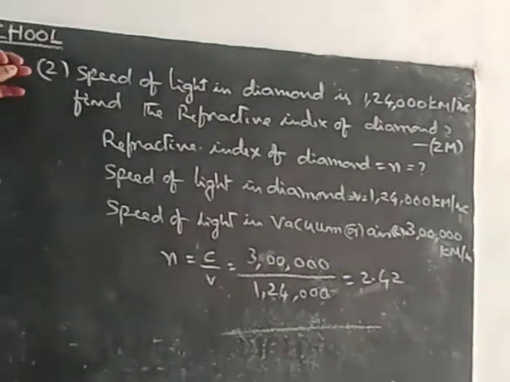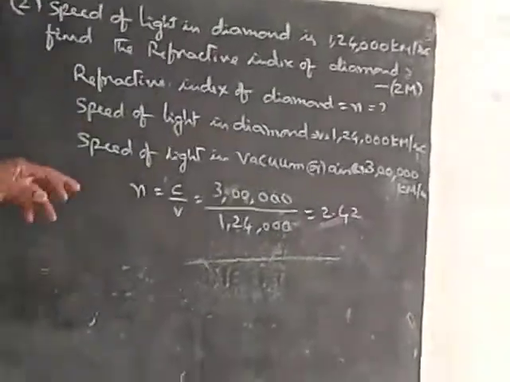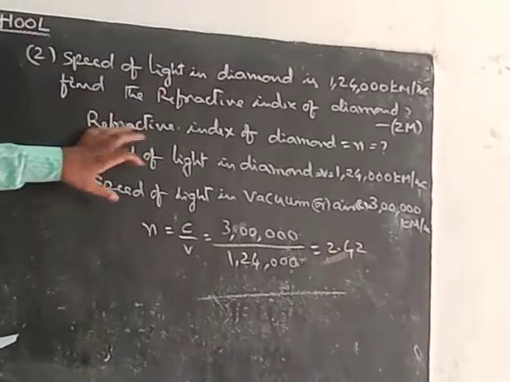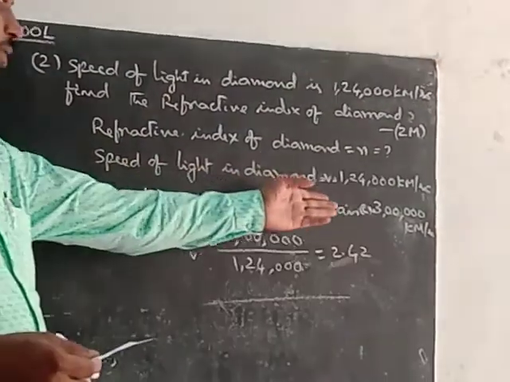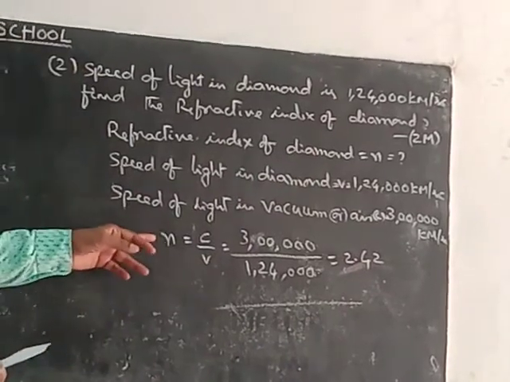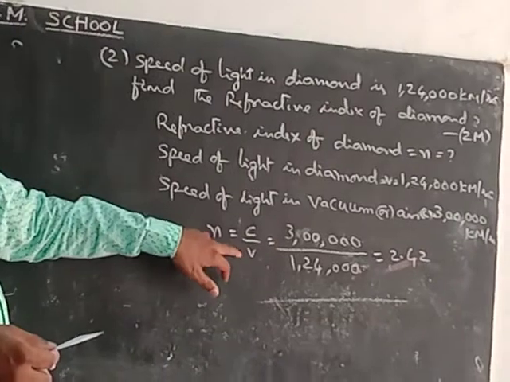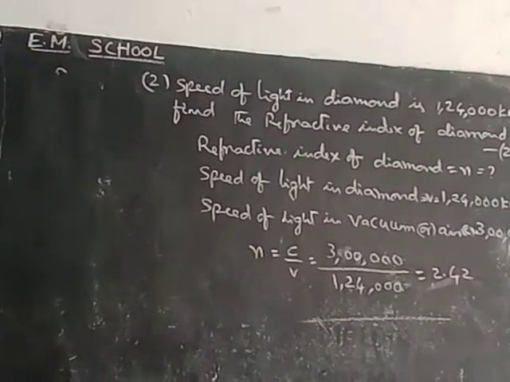In this problem, speed of light in diamond is given, but speed of light in vacuum or air is not given. But you can directly write this value as 3 into 10 power 8 meters per second, or 3 lakh kilometer per second. The formula is N is equal to C by V. C is not given, V is there. You have to find out N. Okay, next one.